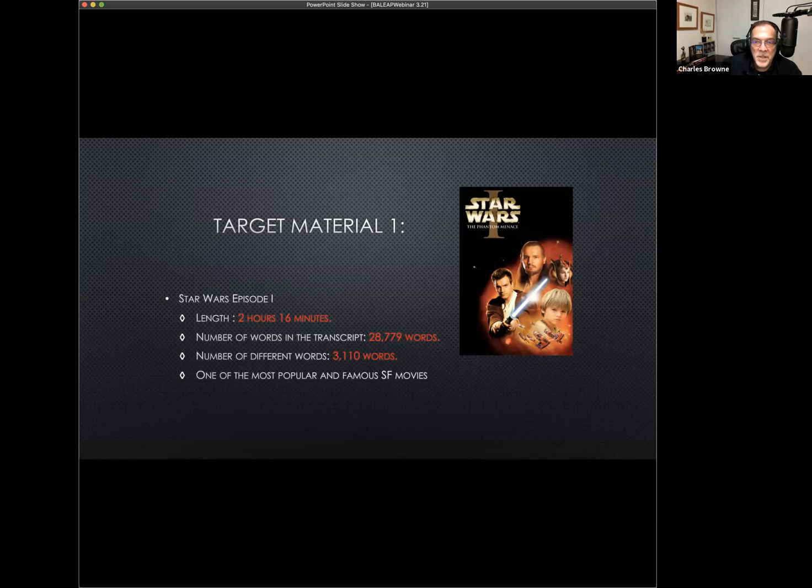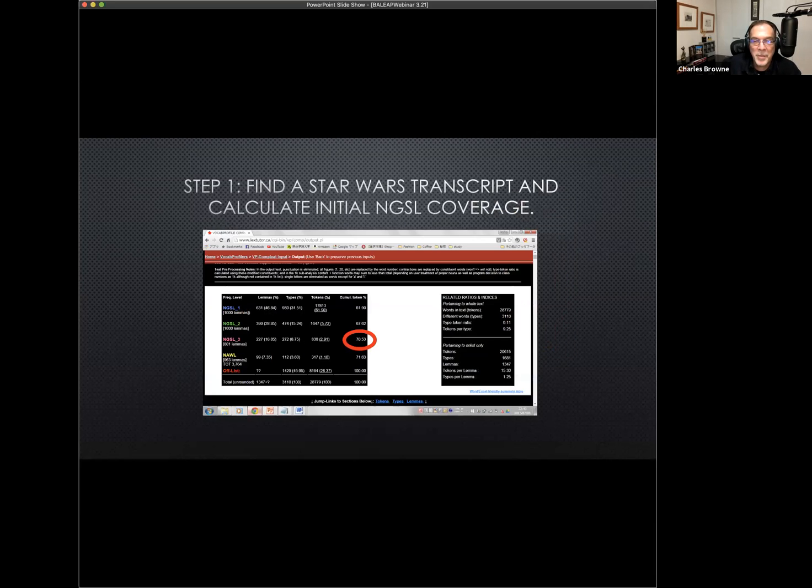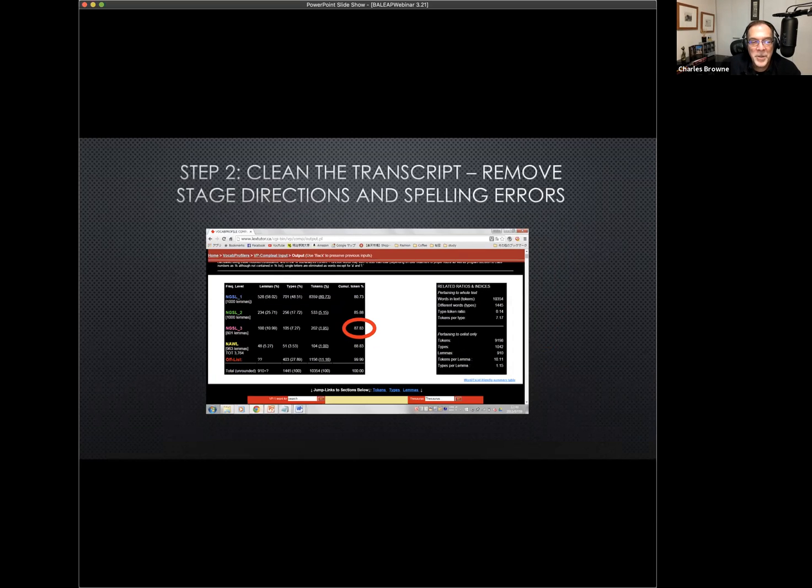So in order to do this, they downloaded an unofficial transcript from online and then did the analysis. But the problem is that when you do an analysis of an unofficial transcript with the vocab profile tool, the NGSL was providing only 70% coverage, which is horrible. I mean, that's way below any of the thresholds we talked about.